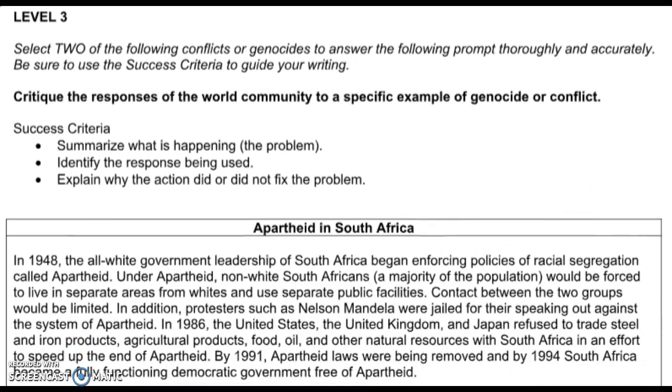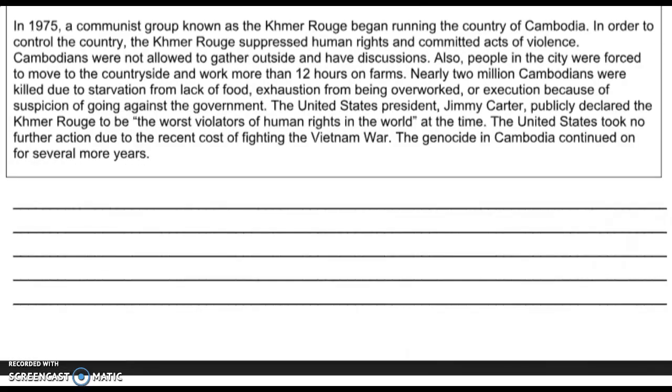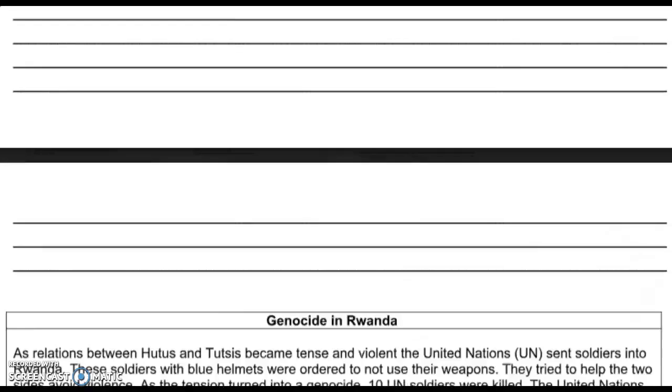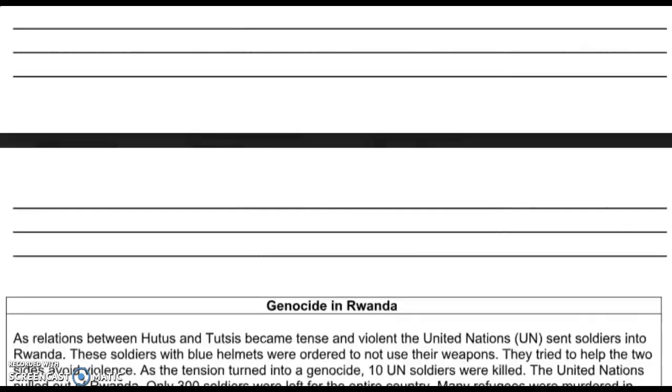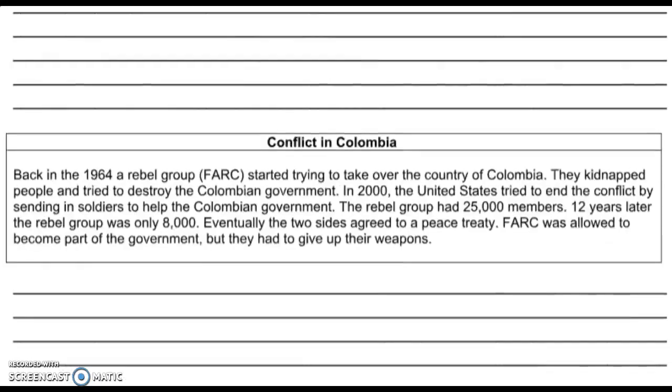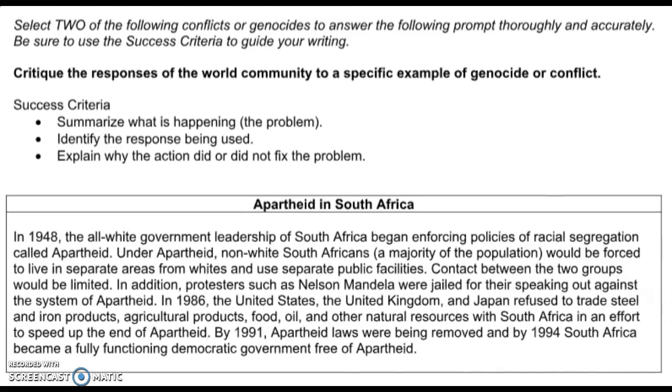As you do this read along, I suggest that you pause, and this is our level 3 questions here. So pause as you need to. It says select 2 of the following conflicts or genocide. So notice you got one about South Africa, one about Colombia, one about Cambodia, another one about Rwanda. So you got 4 options, and you only have to do 2 of them.